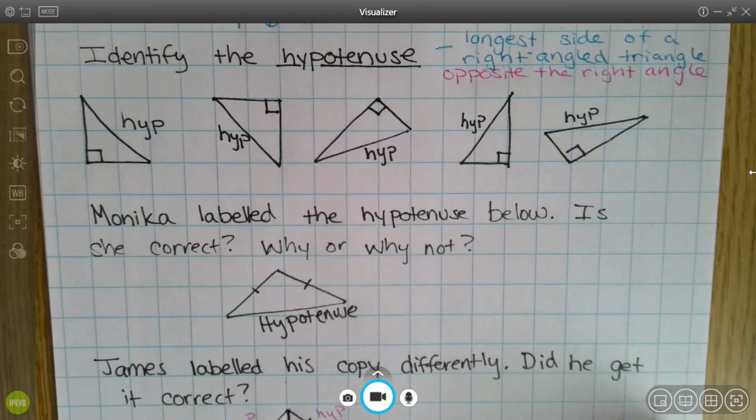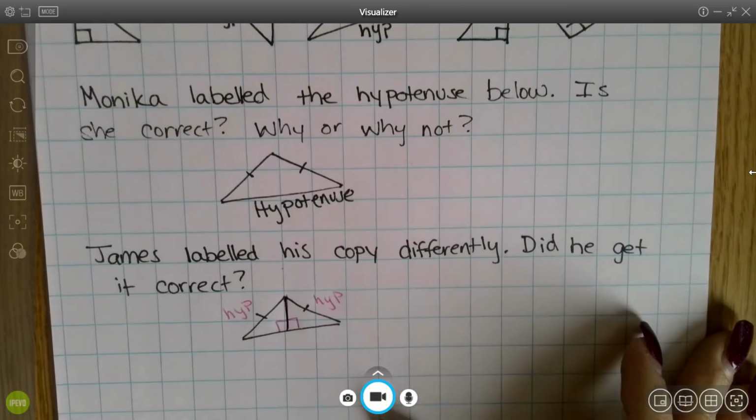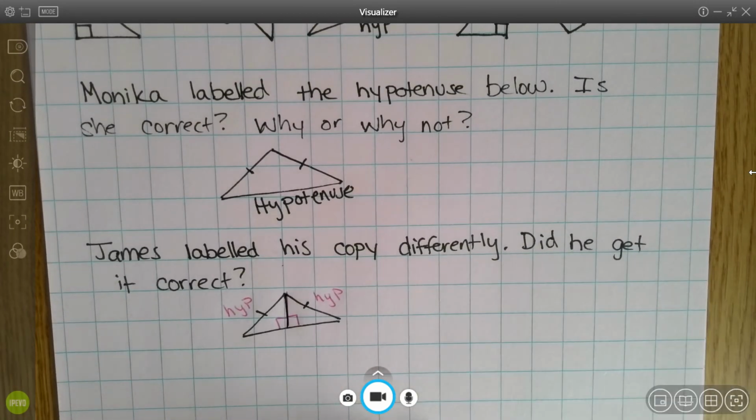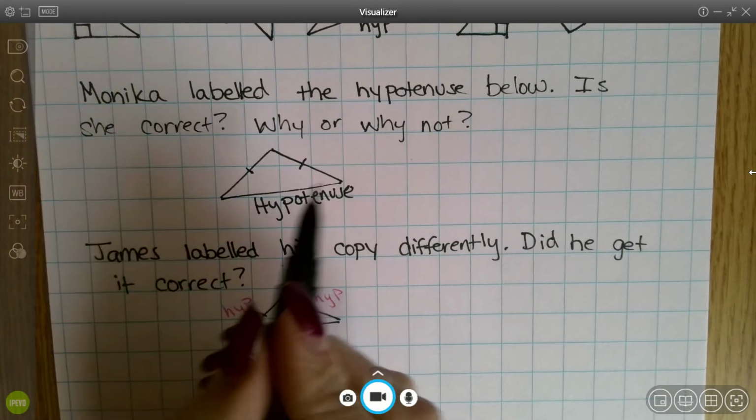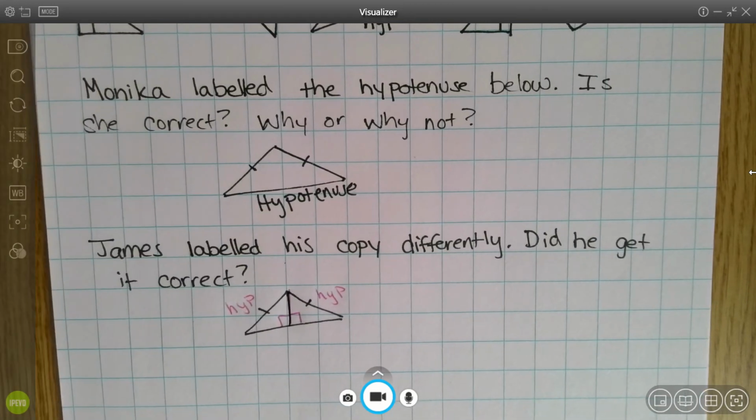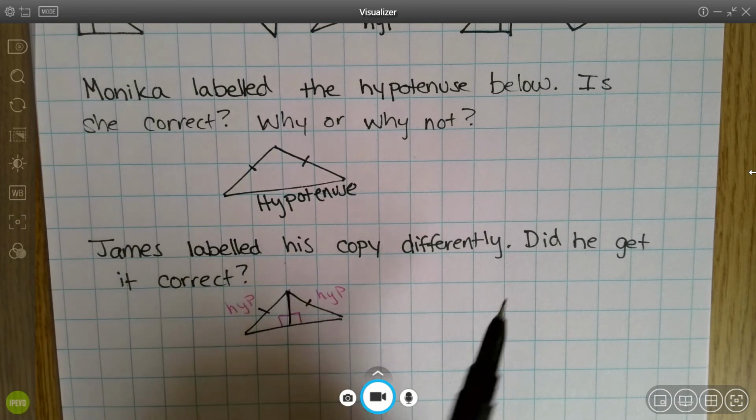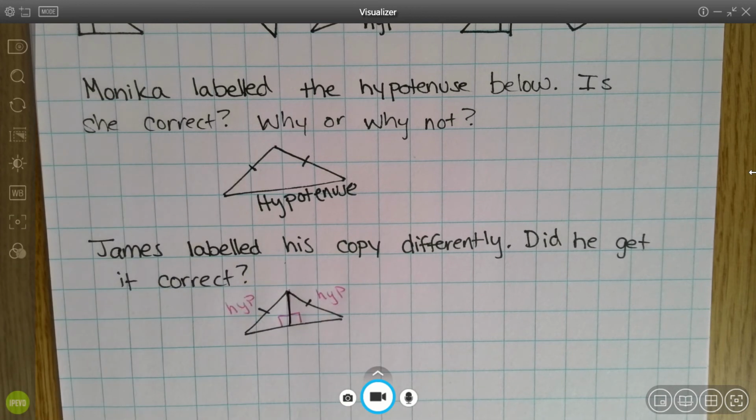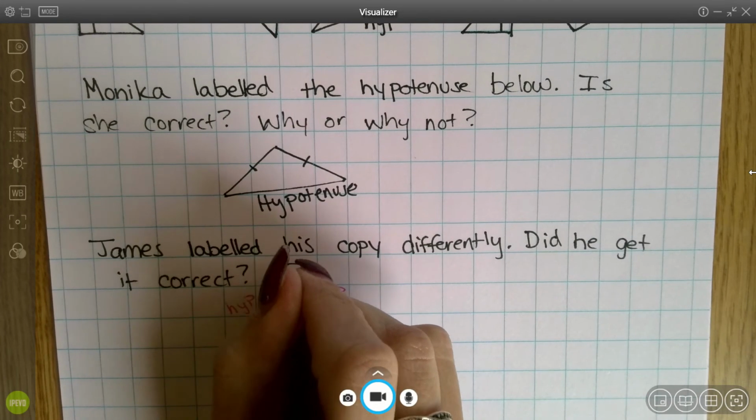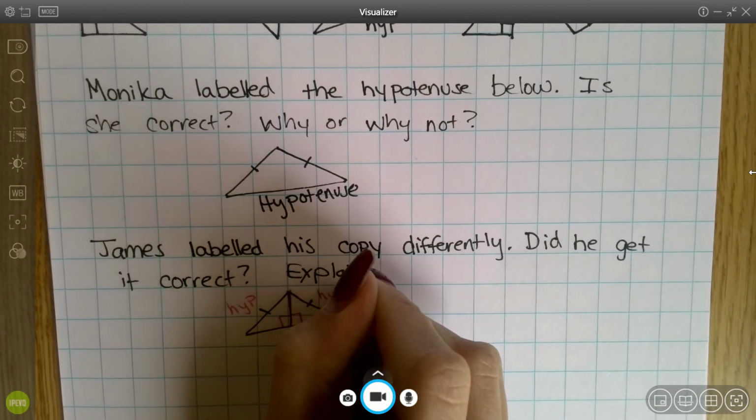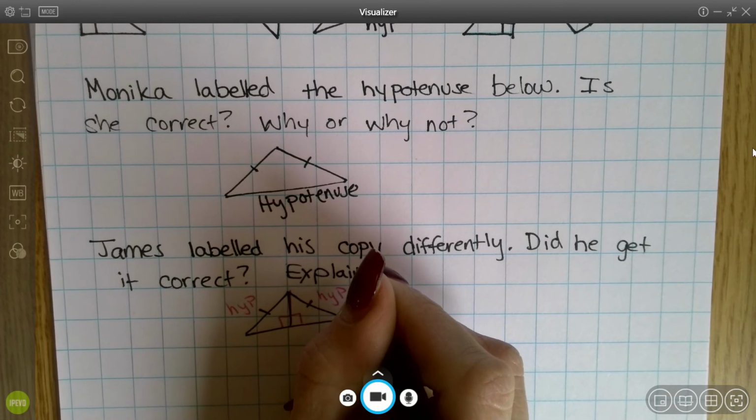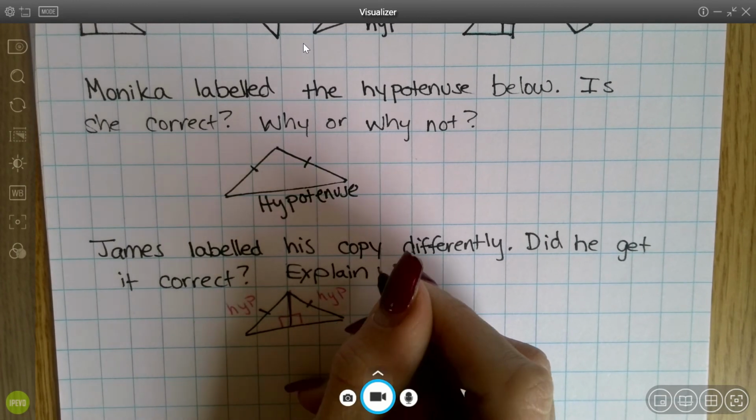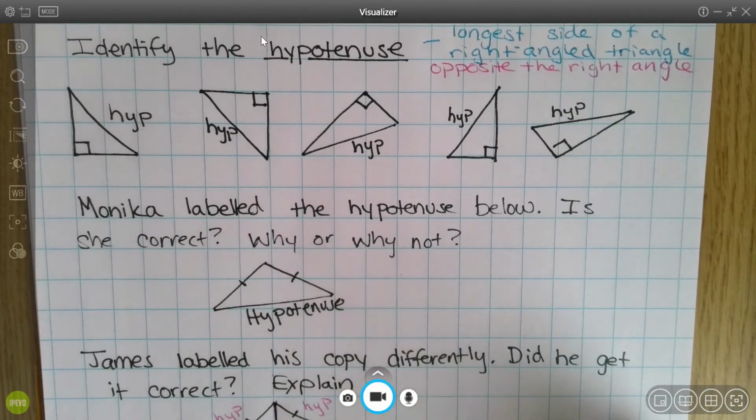I have two problems here, the same problem, but Monica and James each gave an attempt at it. Monica labeled the hypotenuse below. Is she correct? Is this our hypotenuse? Why or why not? And James labeled his differently. Did he get it correct? Explain. Again, please go ahead and pause the video and see if you can explain the two of these.